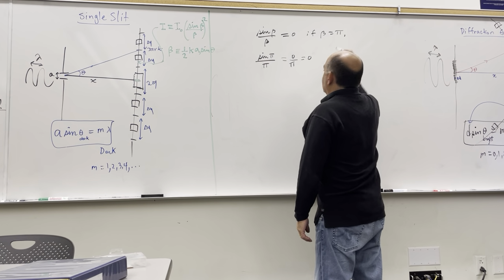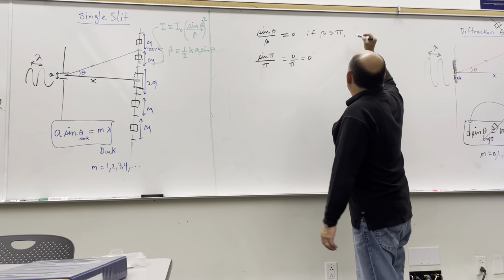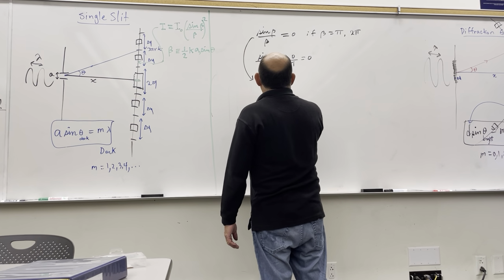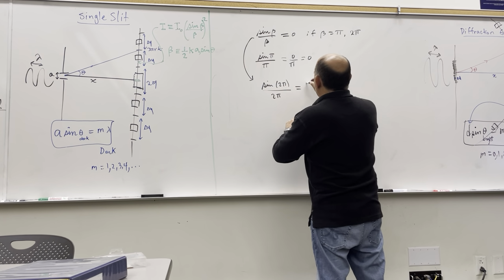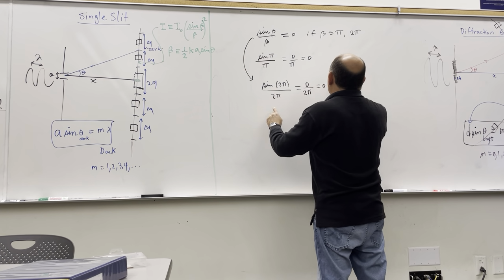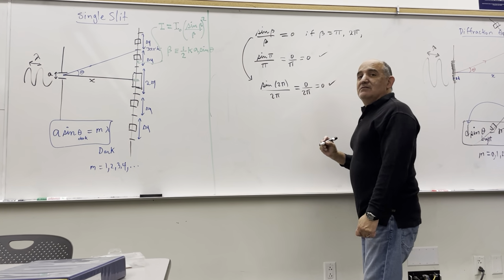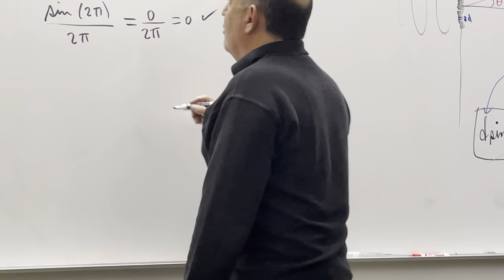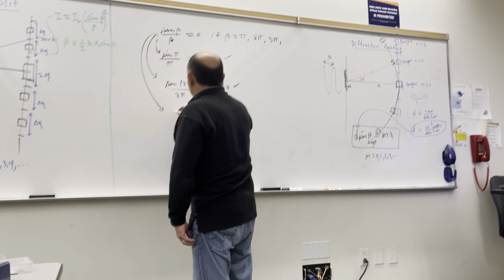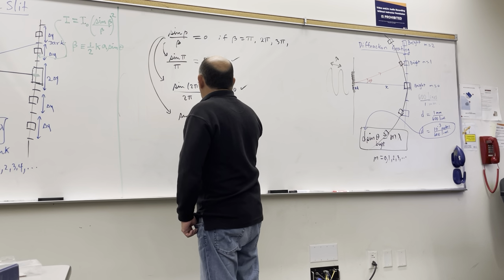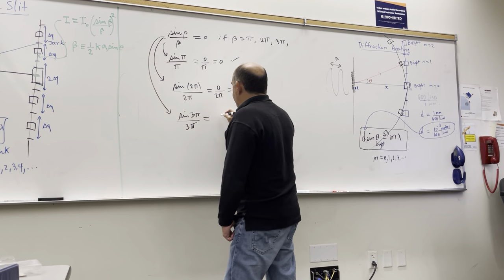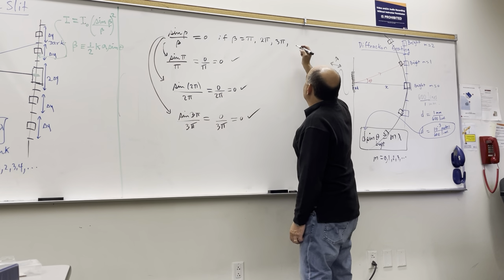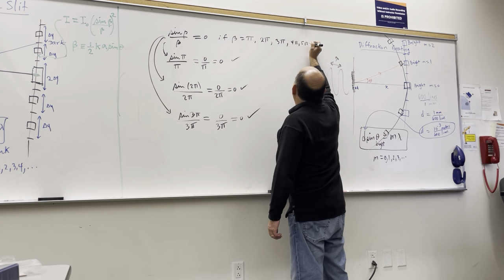Is that the only solution? What if beta is 2 pi? Then this becomes the sine of 2 pi over 2 pi, which is the sine of 2 pi is 0, but then you divide by 2 pi, which is not 0, so this is 0, so that's good. So that works. Which other solution is possible? 3 pi, right? So this becomes the sine of 3 pi over 3 pi. The sine of 3 pi is 0 over 3 pi, so you're not dividing by 0, so this is definitely equal to 0, so that's good. And you can see the pattern, 4 pi, 5 pi, and so on.